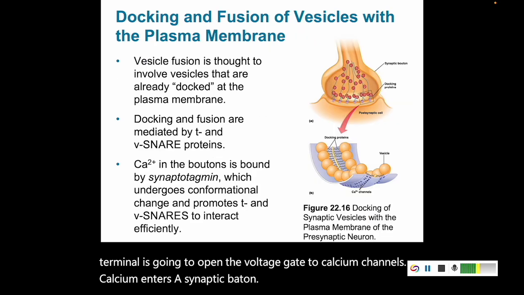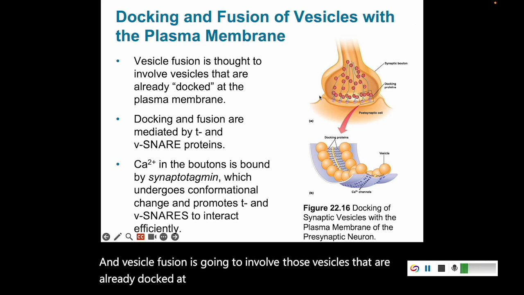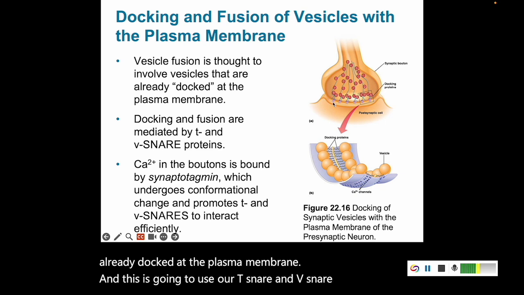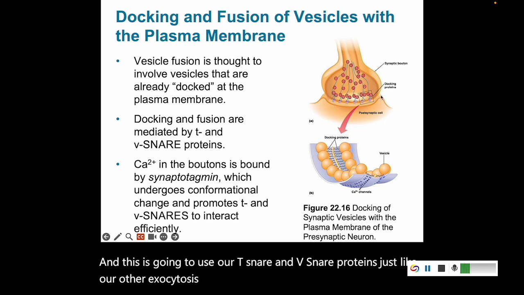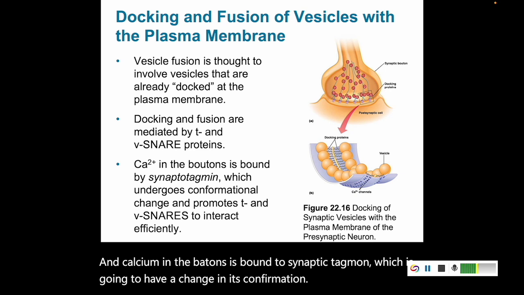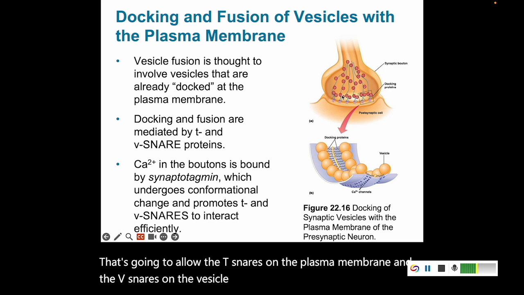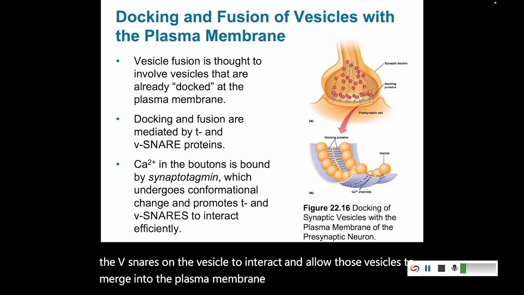And vesicle fusion is going to involve those vesicles that are already docked at the plasma membrane. And this is going to use our T snare and V snare proteins, just like our other exocytosis discussions we've had. And calcium in the bouton is bound to synaptotagmin, which is going to have a change in its conformation. That's going to allow the T snares on the plasma membrane and the V snares on the vesicle to interact and allow those vesicles to merge into the plasma membrane and exocytose their contents.